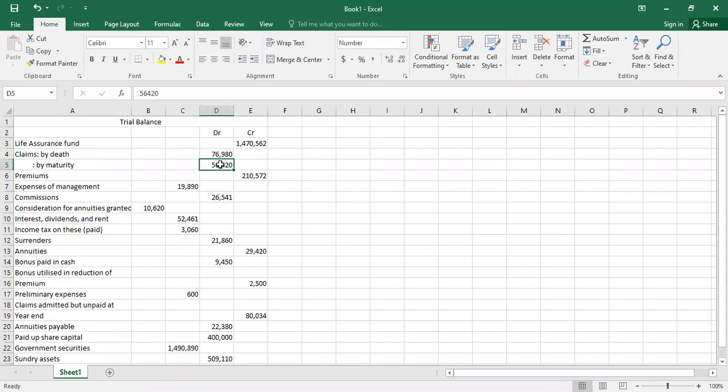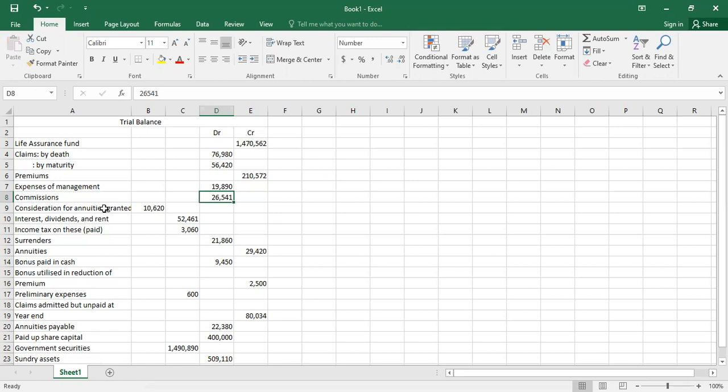I have claims by death, claims by maturity, they are debits because these are expenses. Then I have premiums. Premiums are credit because these are incomes. Then I have expenses on management. We take them to this column. Expenses are supposed to be debited. Then I have commissions. I think they are okay.